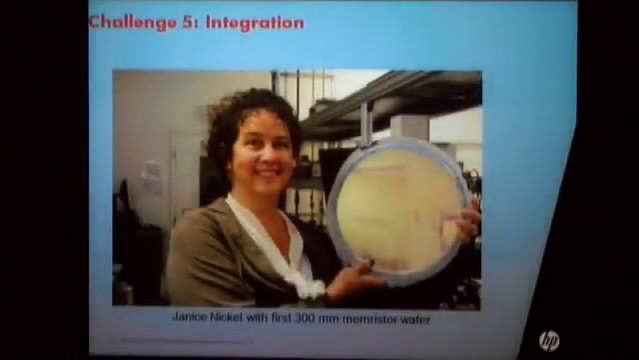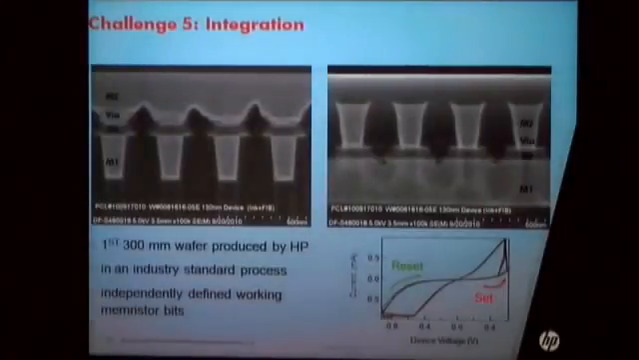Okay, making a device in the lab is totally different from making a device in the fab at large scale. So here, Janice is holding our first 12-inch wafer with memristive devices. And if you look at this device in the cross-section TEM, you can see we cut along the top electrode, and cut along the bottom electrode. So these are the switching IVs from this device. Basically, we show here that even by using the industry standard process, we can make this device at large scale.